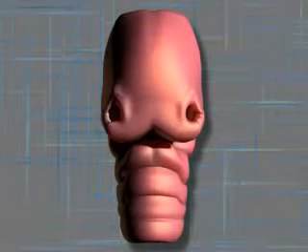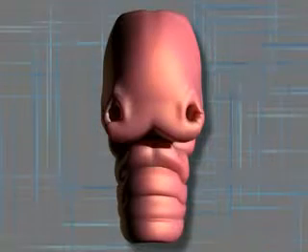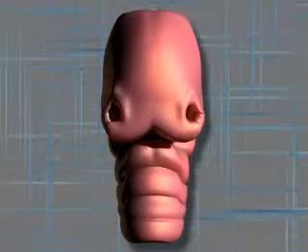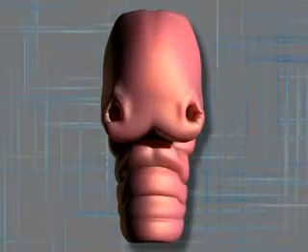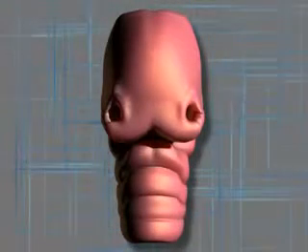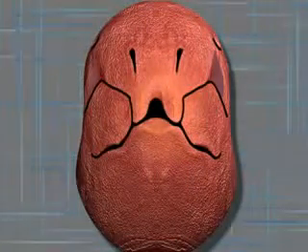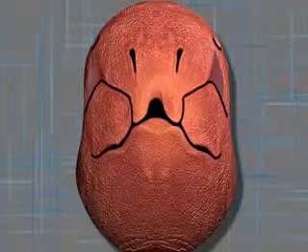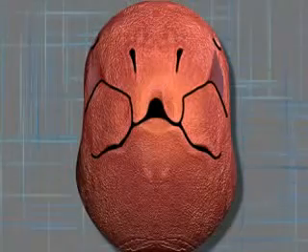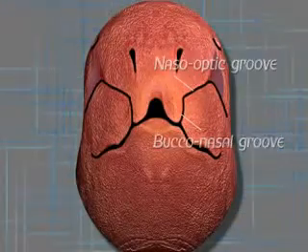The medial nasal processes of both sides, together with the frontonasal process, give rise to the middle portion of the nose, the middle portion of the upper lip, and the anterior portion of the maxilla, as well as the primary palate. The maxillary process grows medially and approaches the lateral and medial nasal processes, but remains separated from them by two distinct grooves, the naso-optic groove and the bucco-nasal groove.